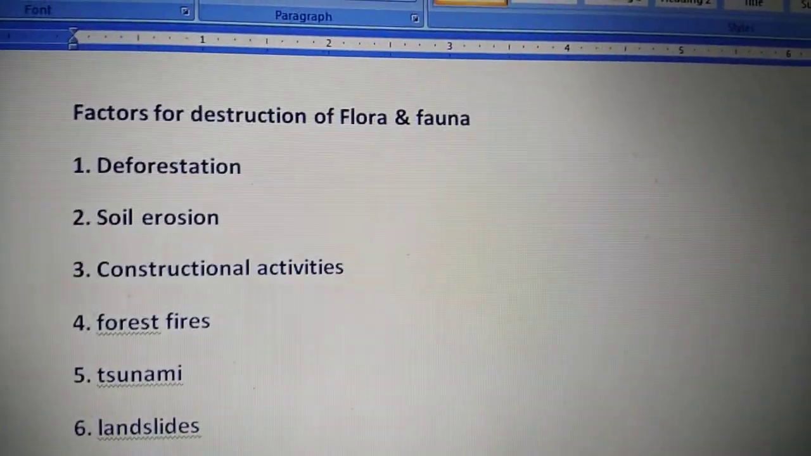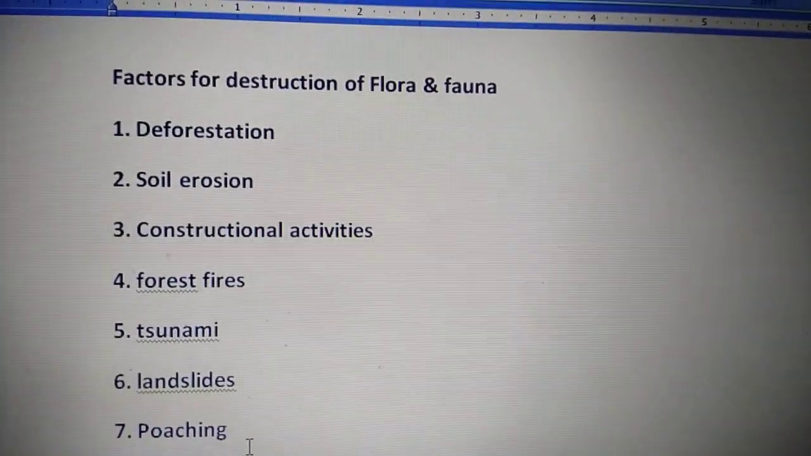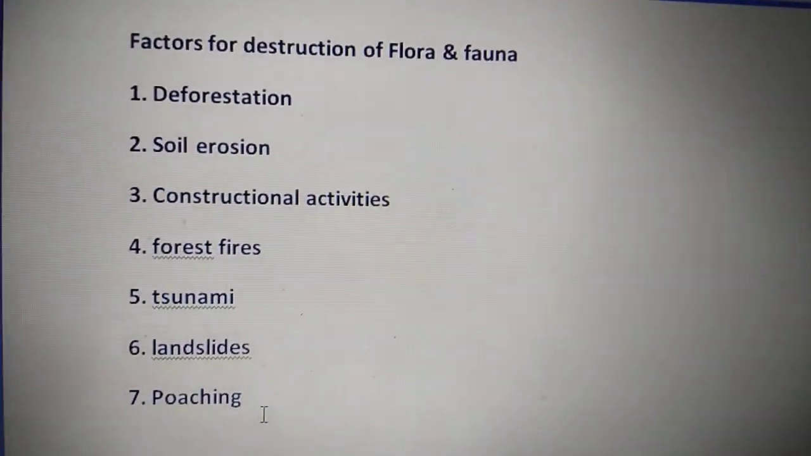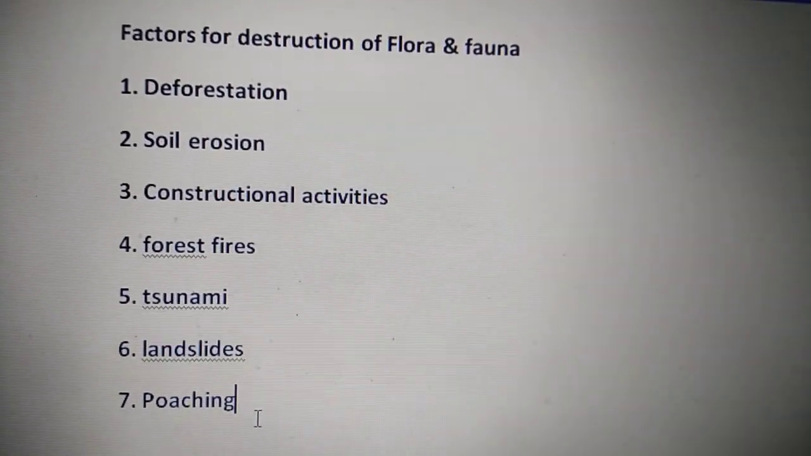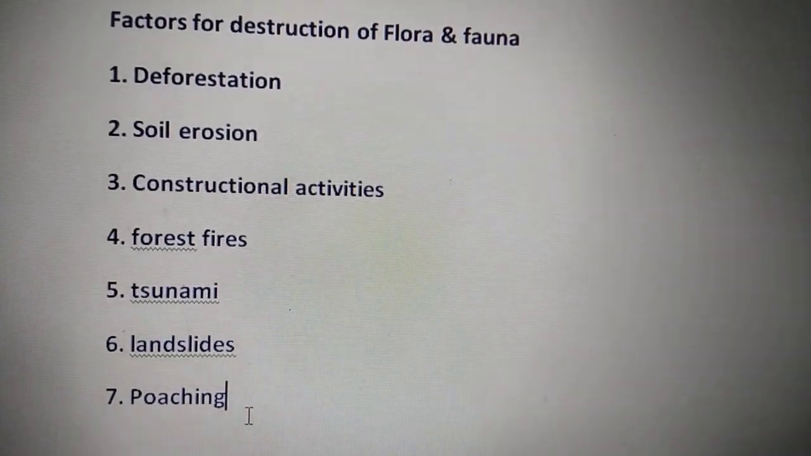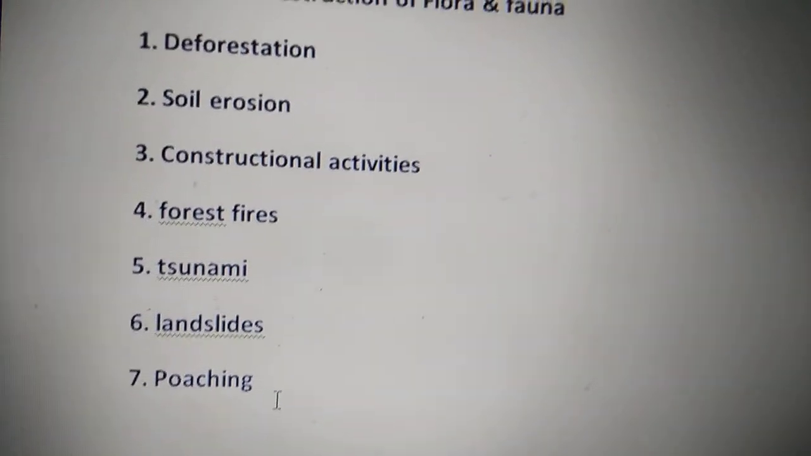Children, now let's look into the factors which destroy flora, that is vegetation, and wildlife. So what are the factors? We have already learnt about it earlier also. They are deforestation, soil erosion, constructional activities, forest fires, tsunamis, landslide, and the last one is poaching.